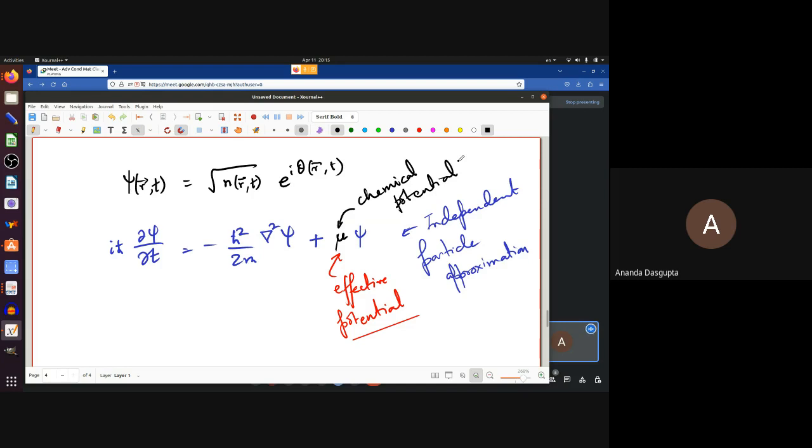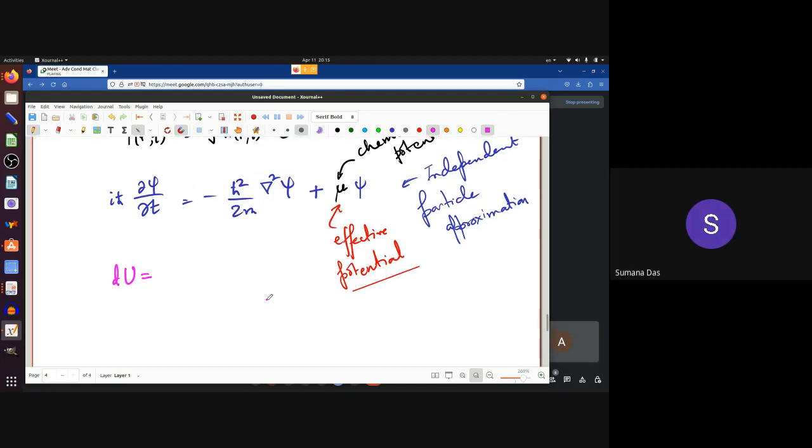Where does it occur in thermodynamics? Change in internal energy, for what? Under what condition? The dU, right? Change in internal energy for an infinitesimal change will be dU equal to, what is the formula for this? TdS minus PdV plus mu dN.